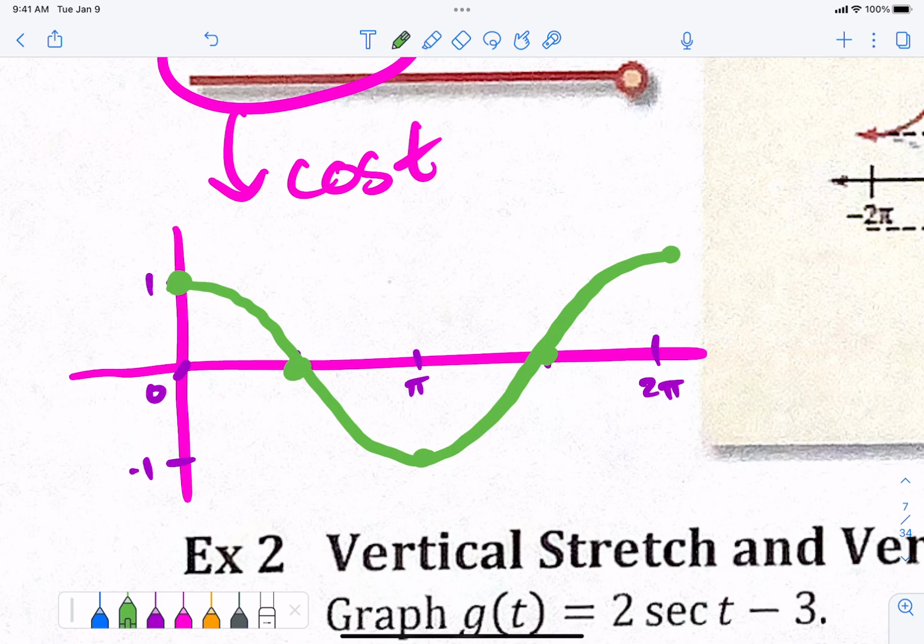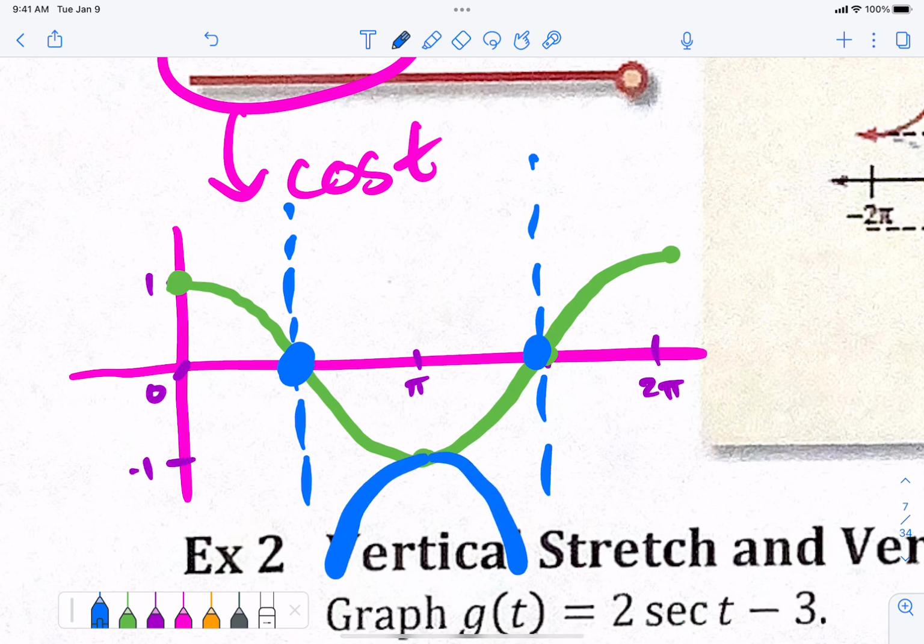All right, now, how many vertical asymptotes will he have? 2. He crosses the middle line here and here. Exactly, right? So you're going to have your vertical asymptotes there and there. All right? Same thing with secant. He's just this little parabola in the middle.